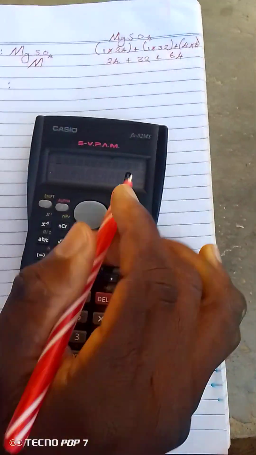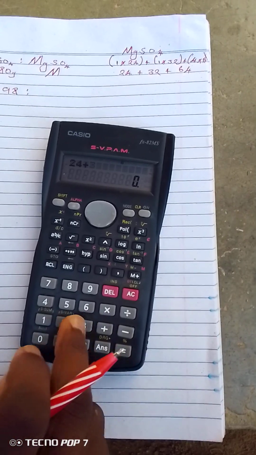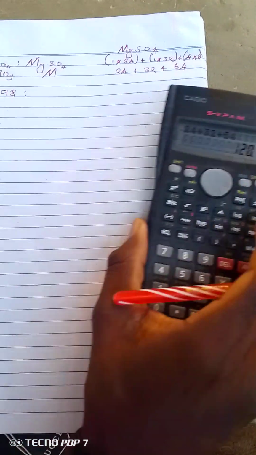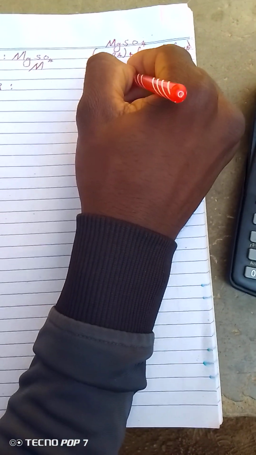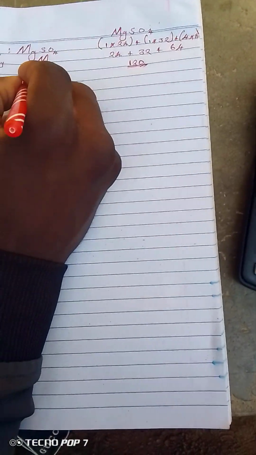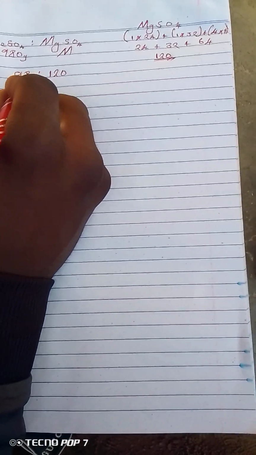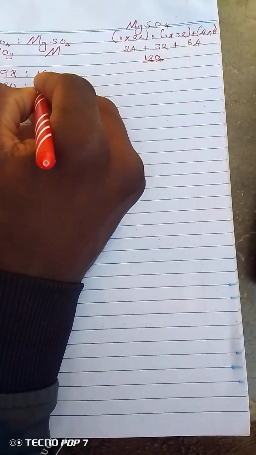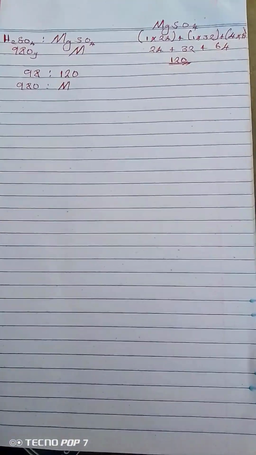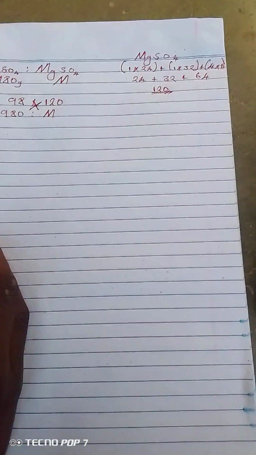And then when you reach that stage, you simply add all those numbers together. We'll say 24 plus 32 plus 64, giving us 120. So this 120 is the relative molecular mass of magnesium sulfate. We'll write it there like that. And then we'll write the mass of sulfuric acid, which has been given already, with the M, which is the mass of the magnesium sulfate we are calculating. When you reach this stage, ladies and gentlemen, you simply cross multiply like that, and then we'll start multiplying.